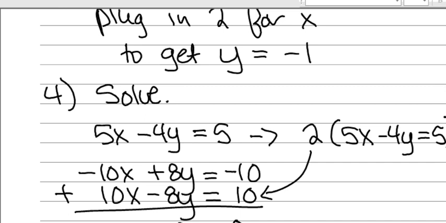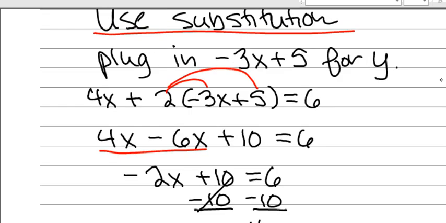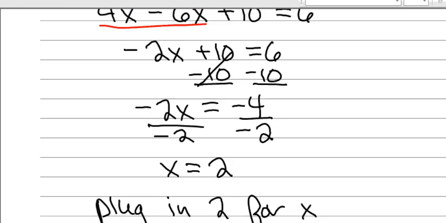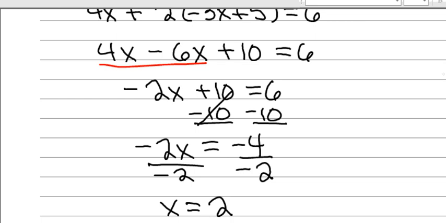I want to solve that. So I'm going to subtract 10 from both sides. And I'm going to get negative 2x equals negative 4. I'm going to divide both sides by negative 2, which comes out to be 2. So x equals 2.